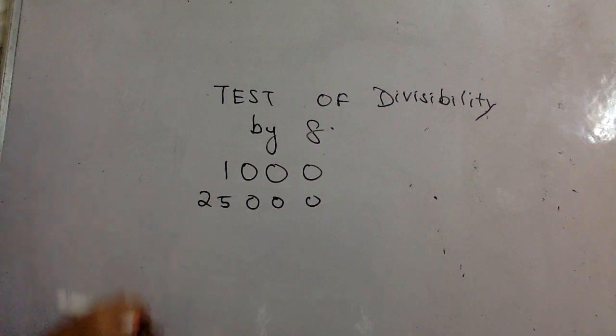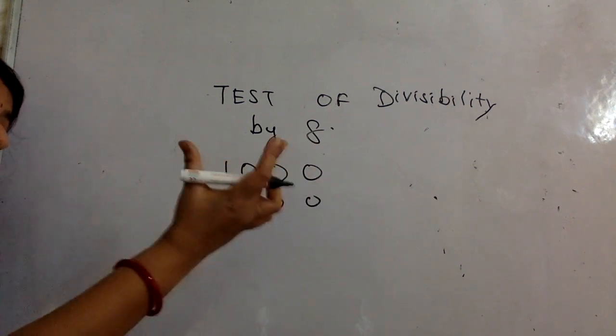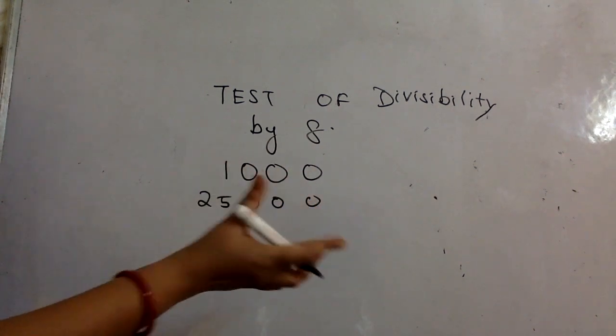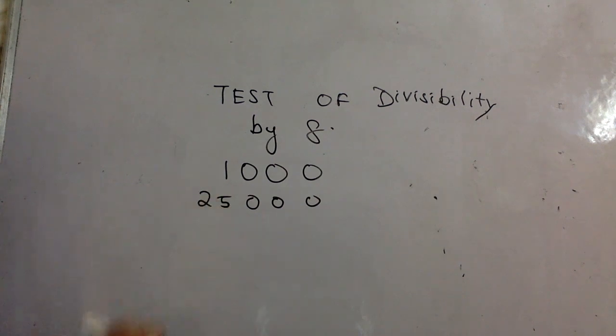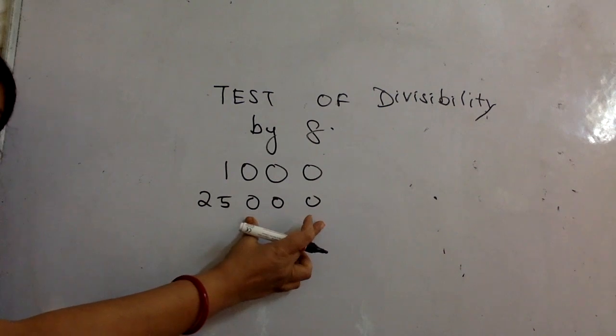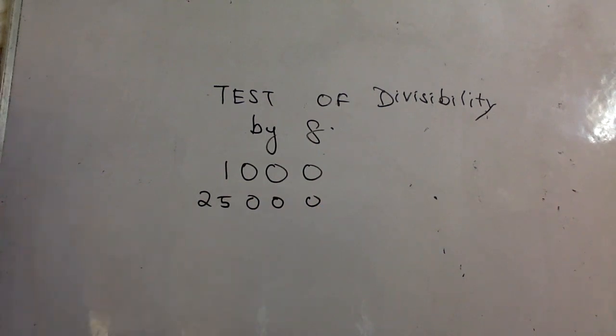Now not just this, if we have a number in which the number formed by the last 3 digits is divisible by 8, then the number is divisible by 8. Now what is the advantage of this? You don't have to check the full number for divisibility. You can just check the number formed by the last 3 digits, and you can say whether it is divisible by 8 or not.